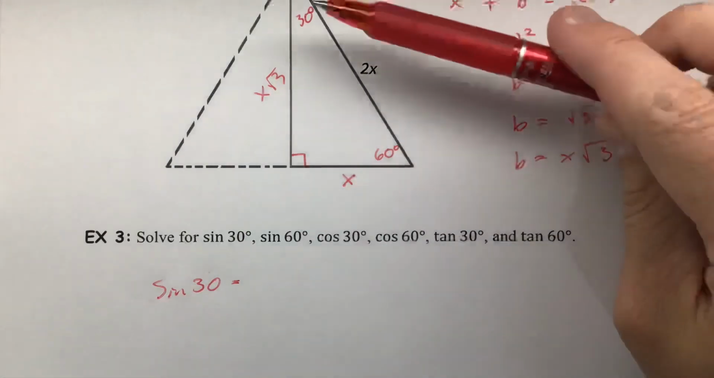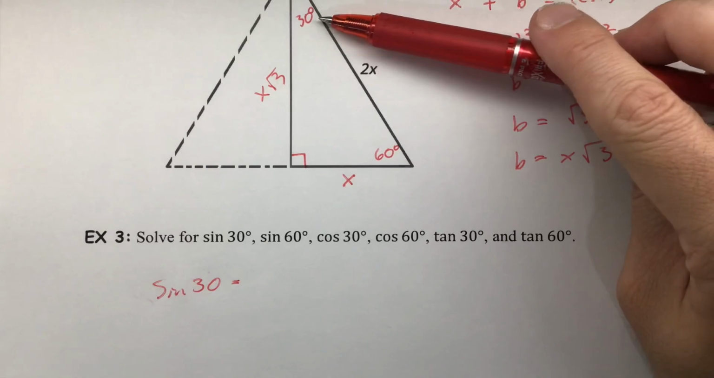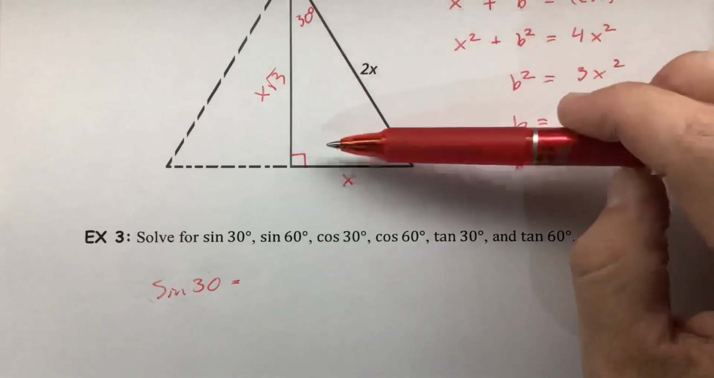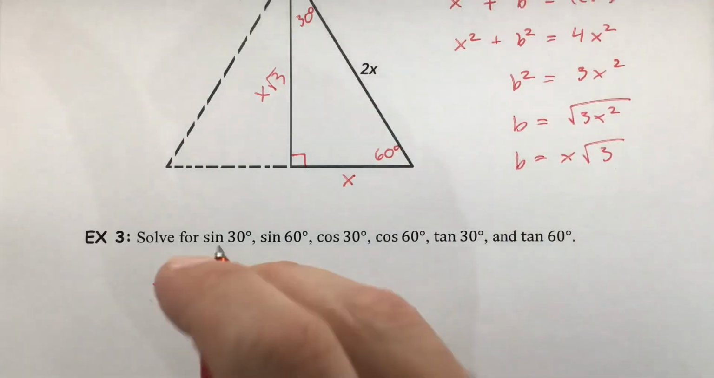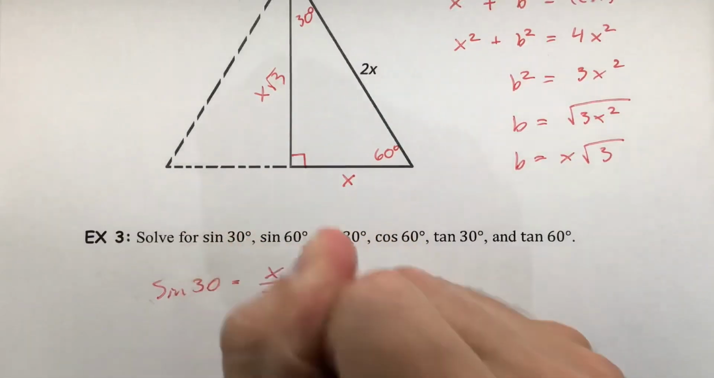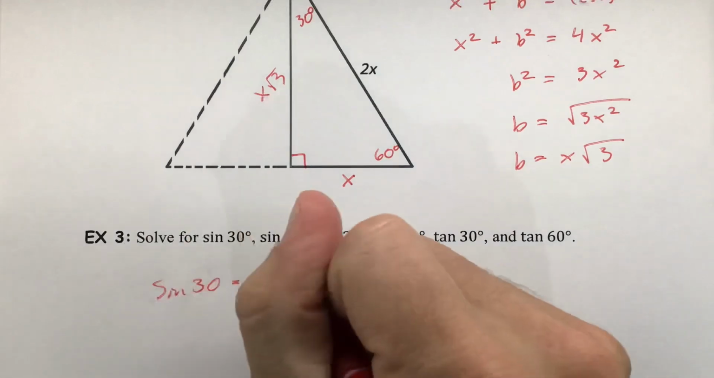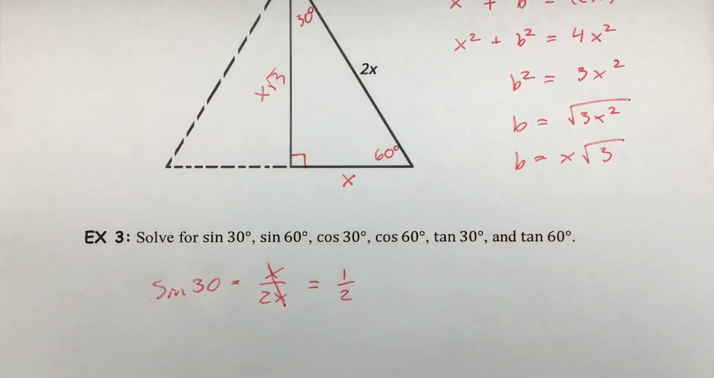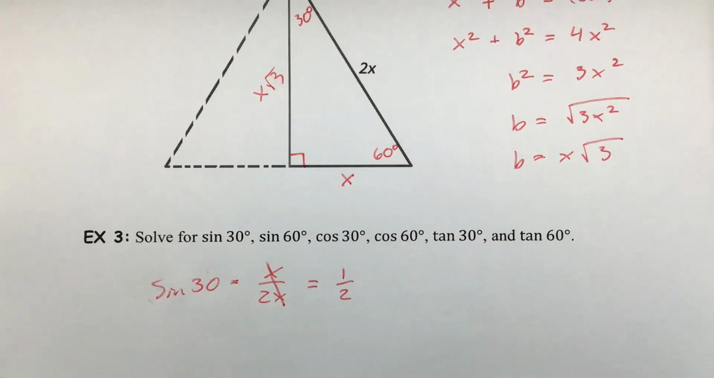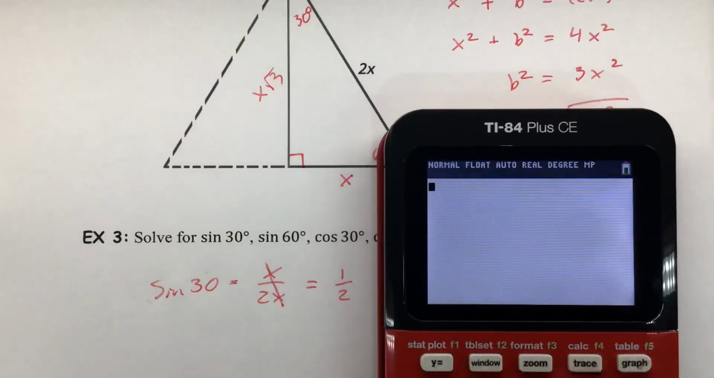So that means that my theta is up here at 30 degrees. So the opposite of that is x. The hypotenuse is 2x. So the sine of 30 is going to be x over 2x, which the x's will cancel and evaluates as 1/2. So that one actually turns out to be a really nice one, sort of like the tangent of 45. If I take the sine of 30, you can see that we actually do get 0.5, which is 1/2.